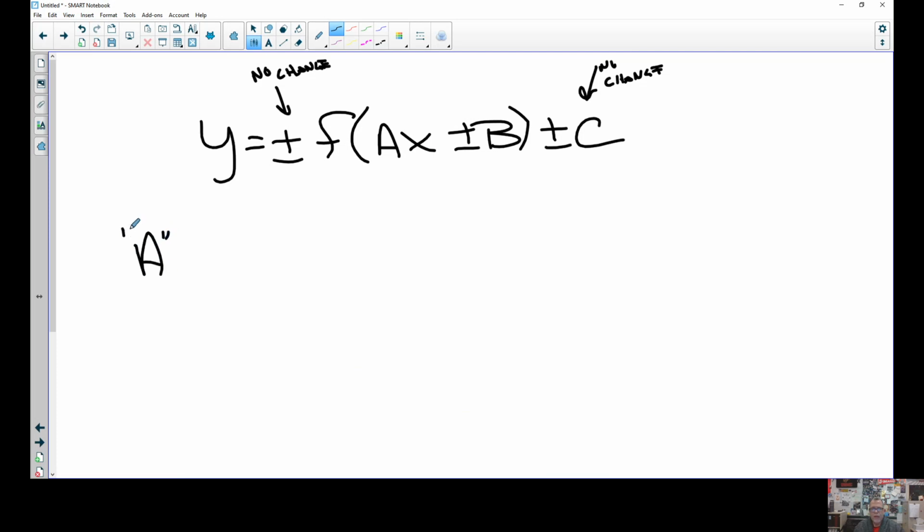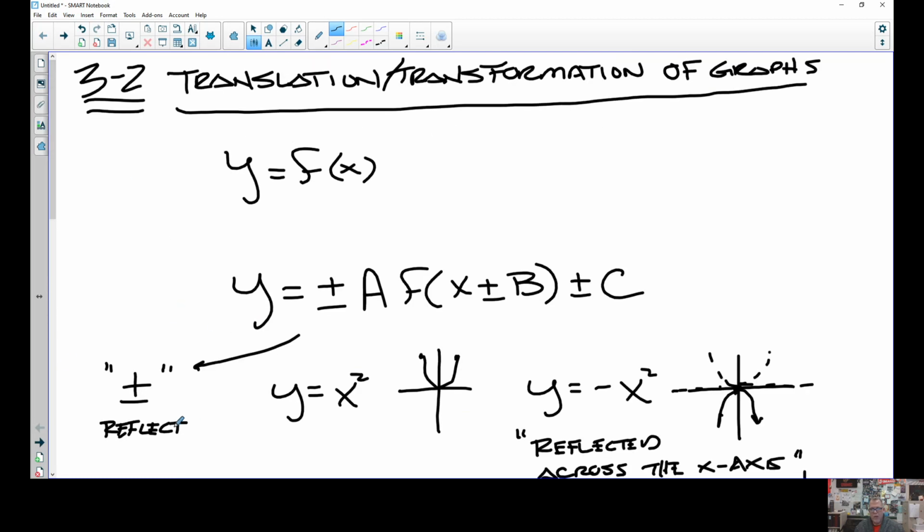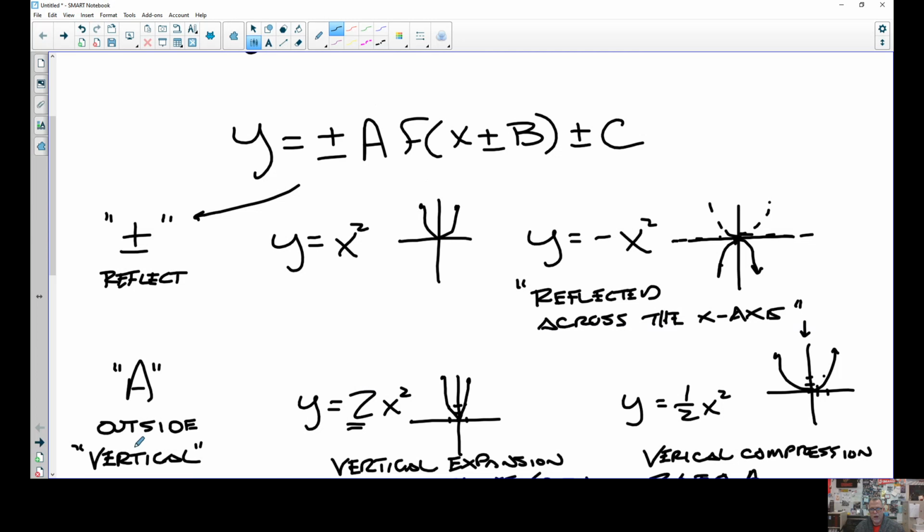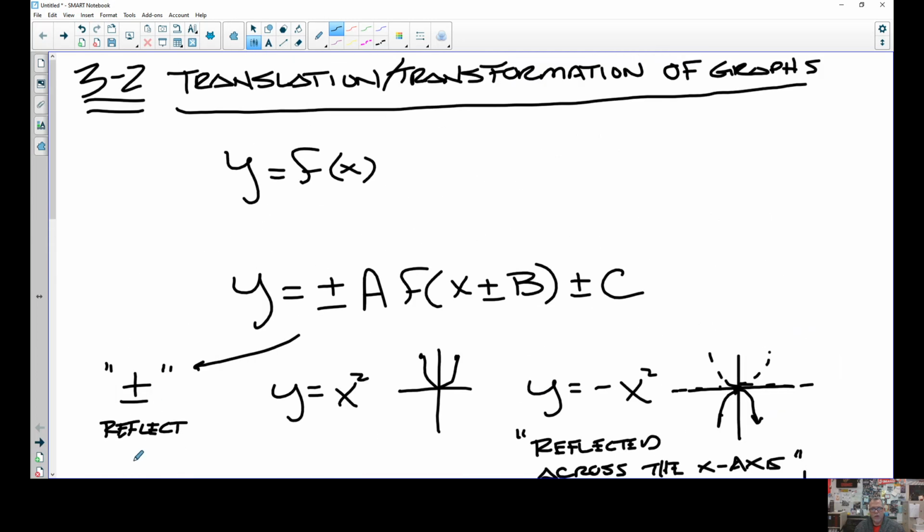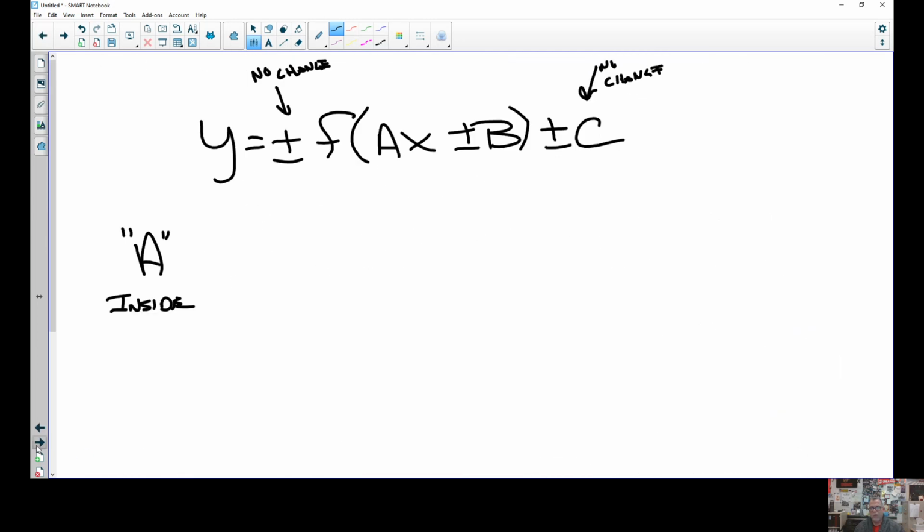With A, this is now A inside, right? If you remember before, when we talked about A, if I go back here, A was outside. Well, now we're looking at A being inside. When A is inside, it's no longer vertical. We go the opposite direction. We talk about it as a horizontal transformation. Okay, so now it's a horizontal transformation.